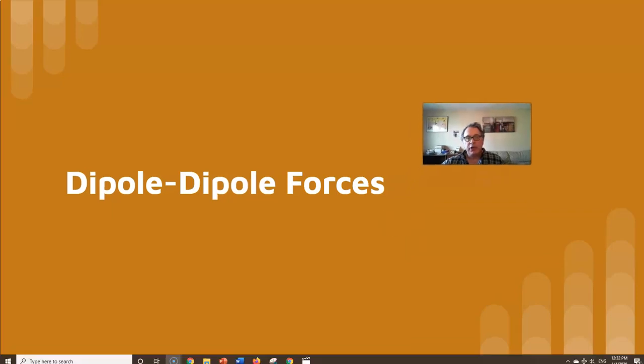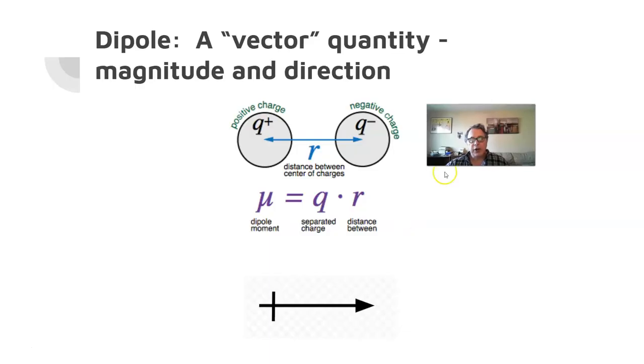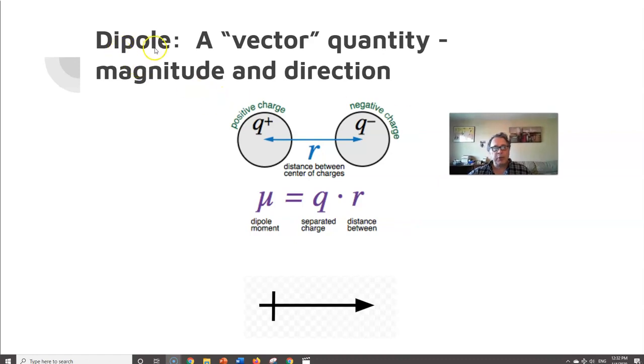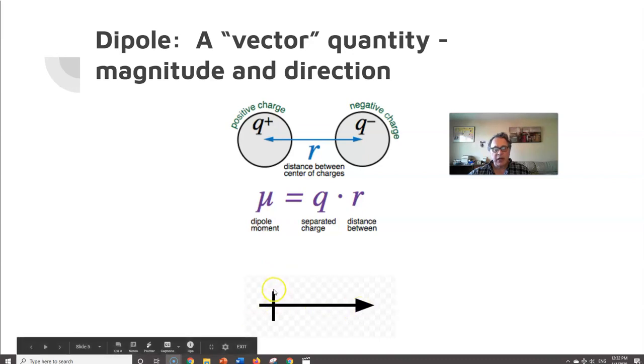If you remember, we introduced the concept of a dipole in London dispersion forces, right? We introduced the concept of a dipole in physics. It is a vector quantity, which means it has magnitude and direction. How much and in what direction? And the way we do this in terms of notation in chemistry is we have an arrow with a cross, where this is the positive side of the dipole and this is the negative side. The arrow points towards the negative charge.